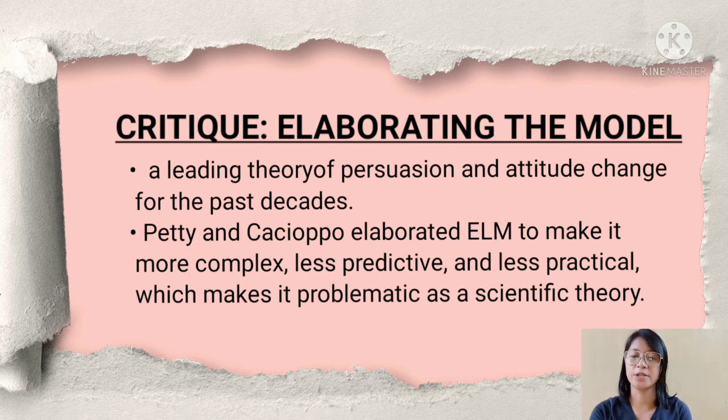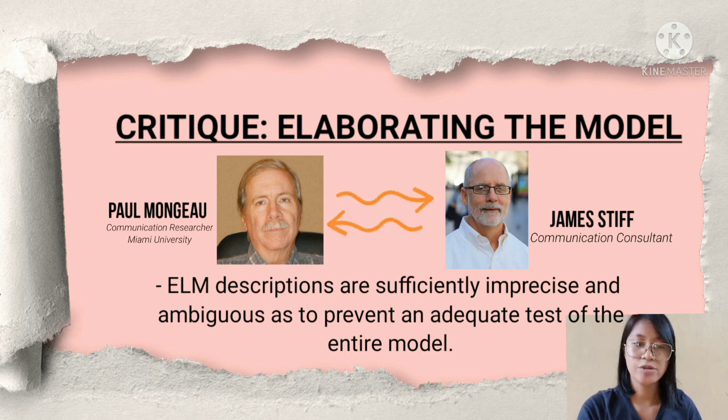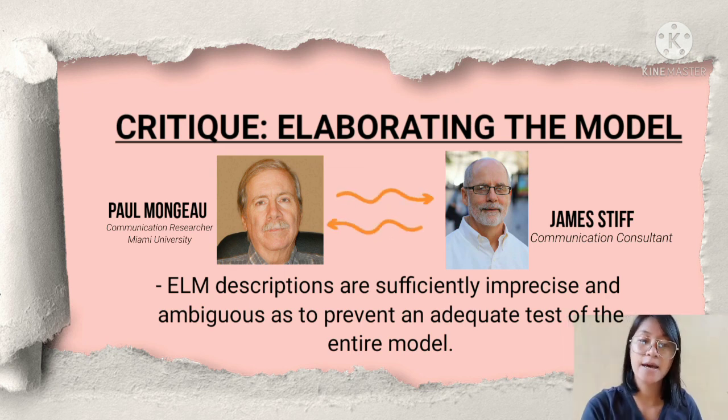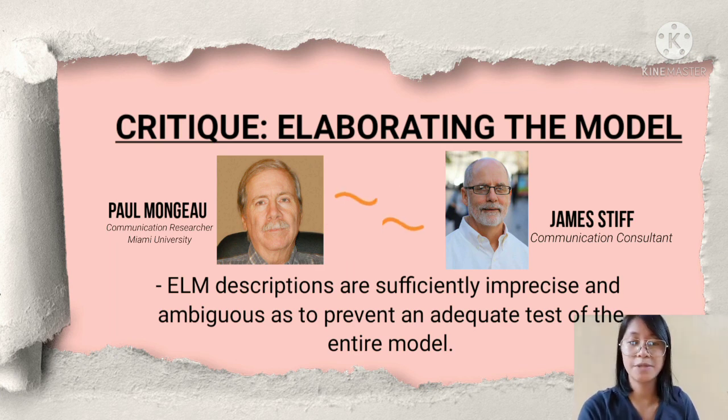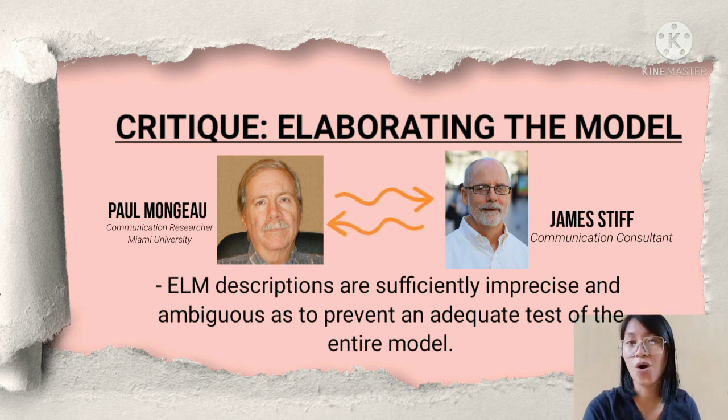Critic elaborating the model. The elaboration likelihood model has been a leading theory of persuasion and attitude change for the last 20 years, and it has been very influential. Petty and Cacioppo have elaborated ELM to make it more complex, less predictive, and less practical, which makes it problematic as a scientific theory. Paul Mongeau, a communication researcher of Miami University, with communication consultant James Stiff, charged that ELM descriptions are sufficiently imprecise and ambiguous that it cannot be adequately tested and falsified, particularly in terms of what makes an argument strong or weak.